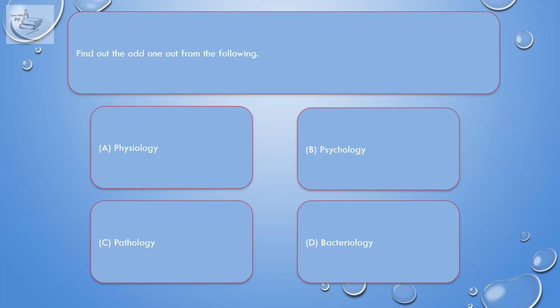Question: find out the odd one out from the following. A. Physiology, B. Psychology, C. Pathology, D. Bacteriology. Correct answer is B. Psychology.